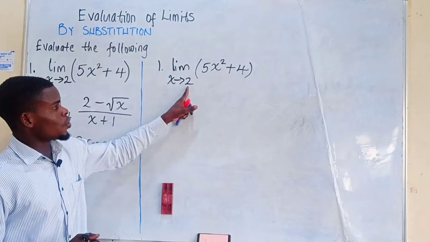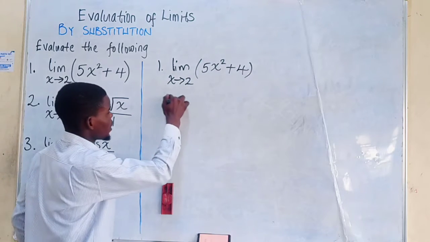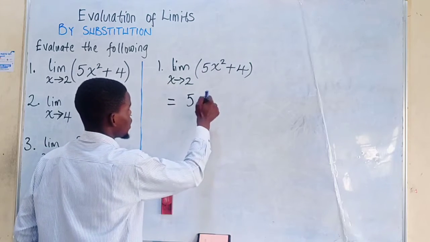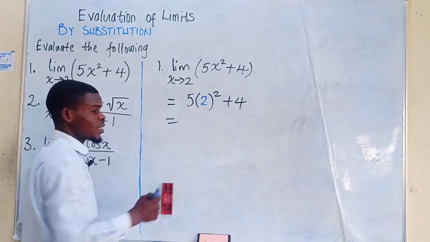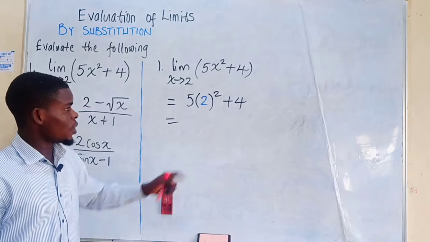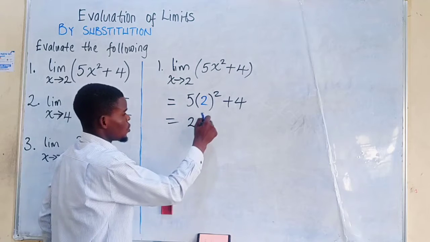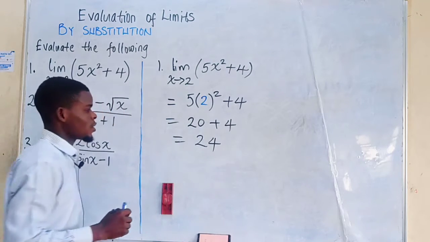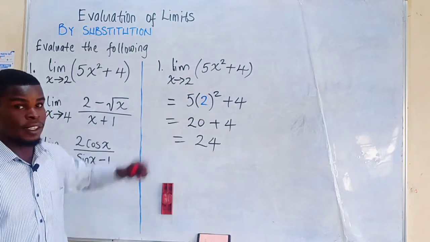So by substitution, we just plug in 2 in place of x, and then we simplify. That means we're going to have 5 times, in place of x, we plug in 2, and we just square it, and then we add 4 to that. So 2 raised to the power 2 is 4, and then 4 times 5 is 20. Then we add 4 to the result, and that gives us 24. So that tells us that 24 is the limit of this function as x tends to 2.